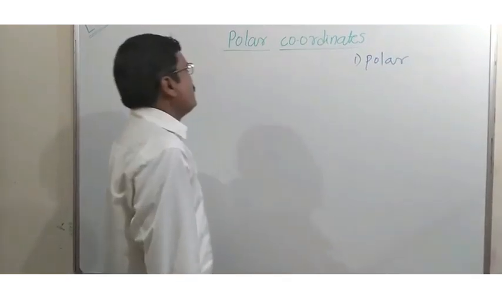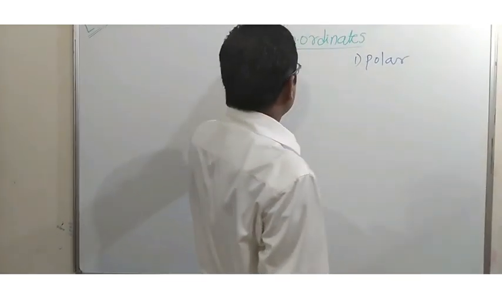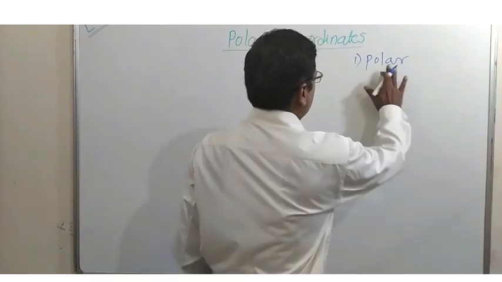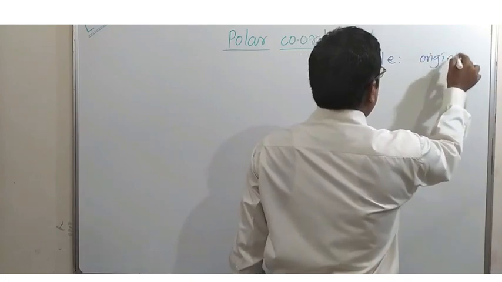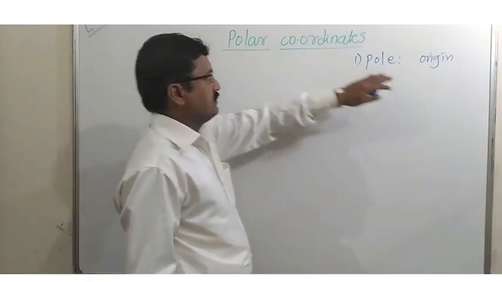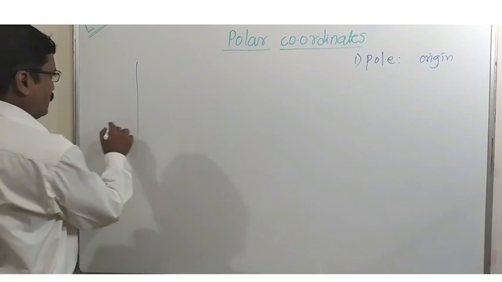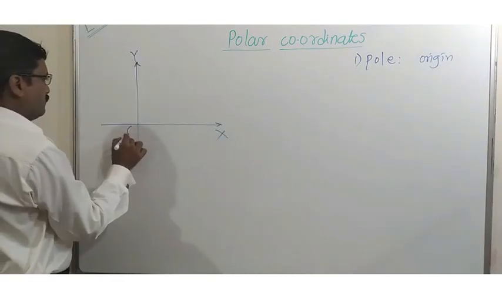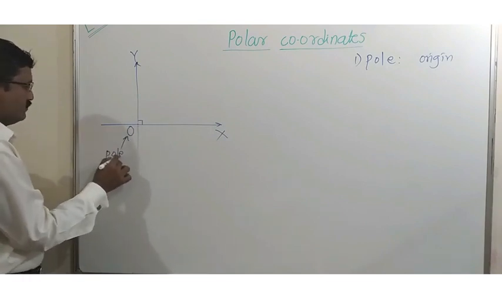Here, to write the position of any point, we always represent the coordinates of the point with respect to a pole. This pole is nothing but the origin. So in this polar coordinate system, our origin is called the pole. So let us see the figure here. In this figure, x-axis, y-axis, and this origin is called the pole. This origin is nothing but the pole.